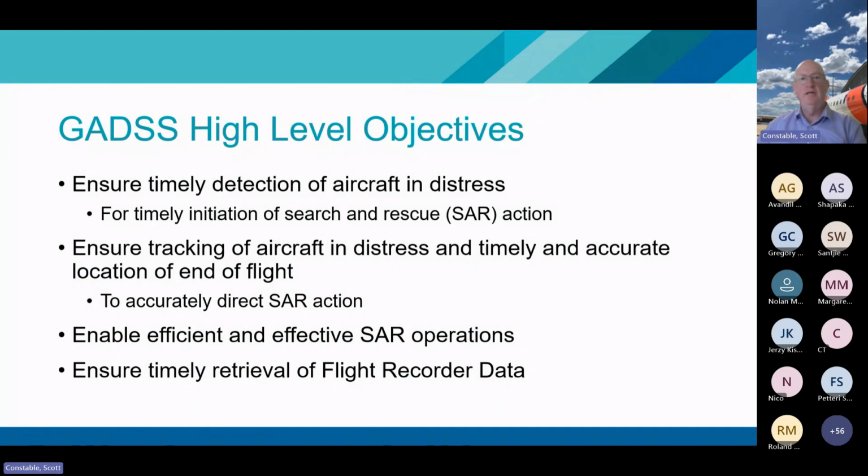So there's the high-level objectives of the GADSS, to ensure timely detection of aircraft in distress, so that search and rescue action can be timely initiated. There have been delays in the past for various reasons, and this aims to address that. It's to ensure that tracking of aircraft in distress is timely and accurate location of end of flight, so we can accurately know where to go for search and rescue.